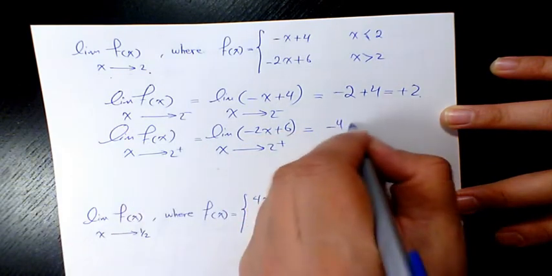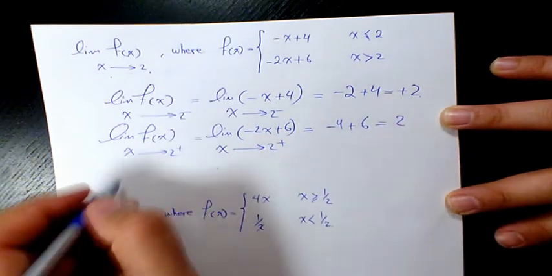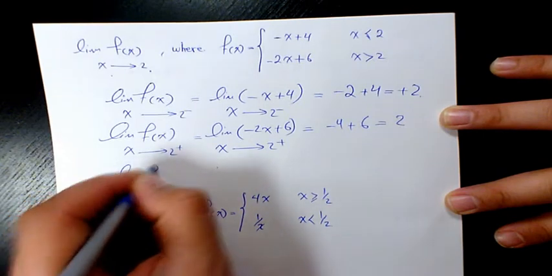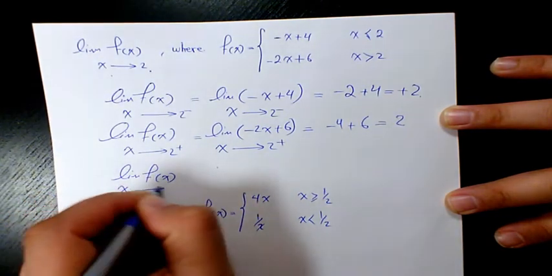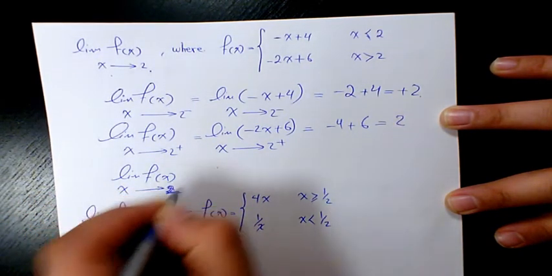Negative 4 plus 6 equals 2. So the limit of f of x as x approaches 2 is 2.